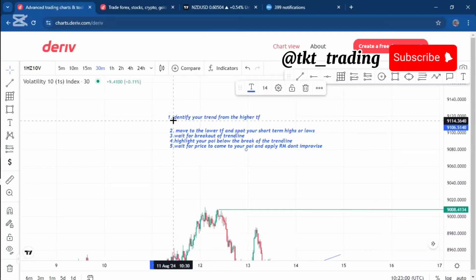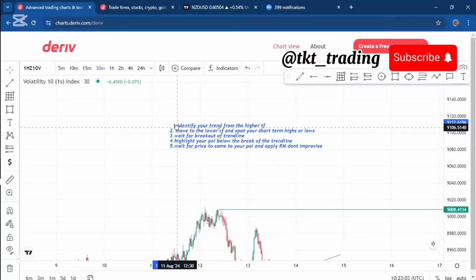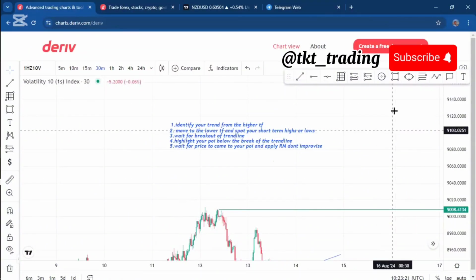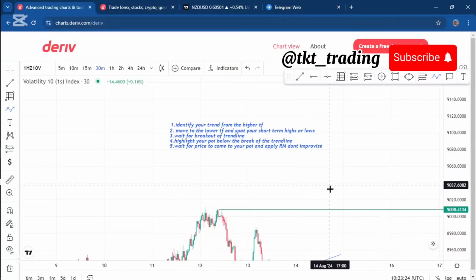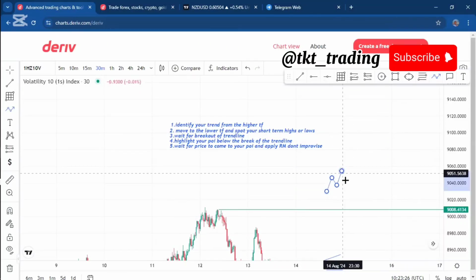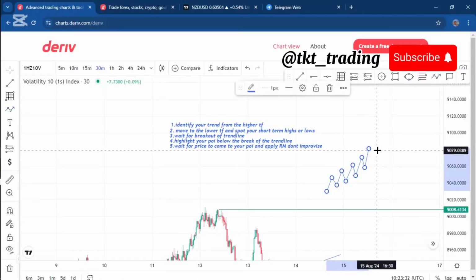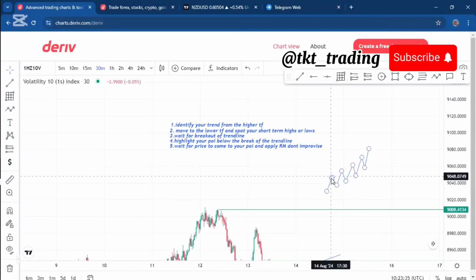So if you see that price is actually trending, first of all, what you want to do is identify your trend from the higher time frame. Secondly, move to the lower time frame and spot your short-term highs or lows, because that's where you want to be trading from. You don't want to be trading from the higher time frame, because of that retracement. Just like I said, if this is an uptrend on a 4-hour time frame, then on the lower time frame, like the 15 minutes, all these retracements, all this pullback, is a downtrend.